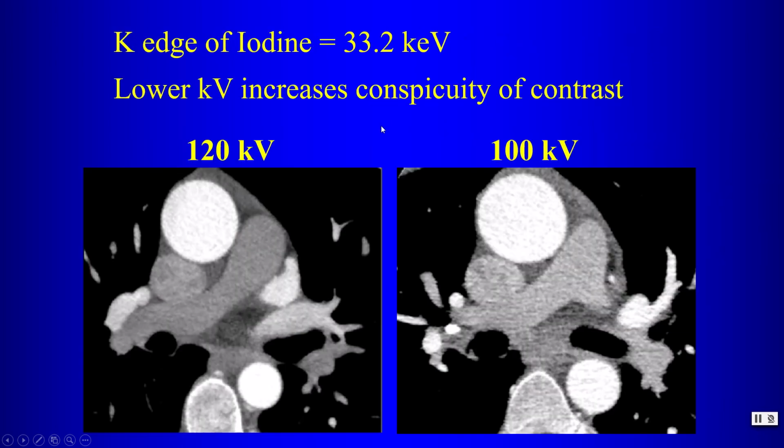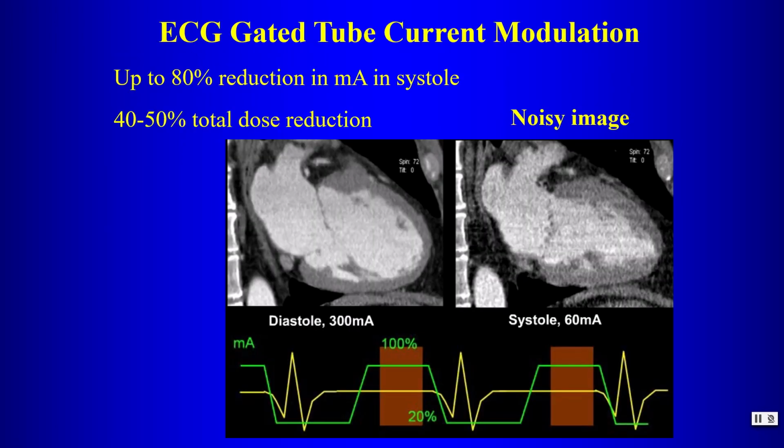Also, the lower kV improves the appearance of contrast, because the closer we are to the K edge of iodine, the brighter iodine looks. So here at 100 kV, even though the image is a little bit noisier, the iodine looks brighter. So that can make your contrast scans look better using the lower kV.